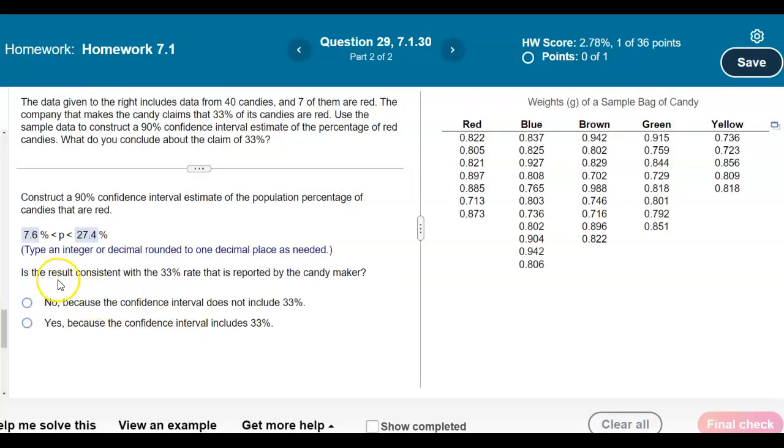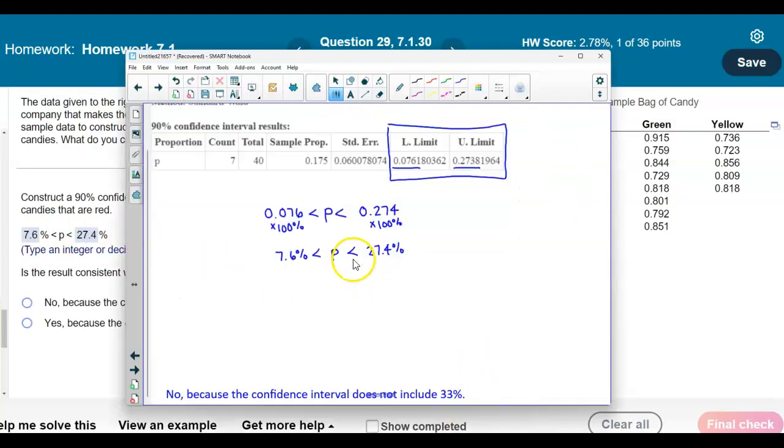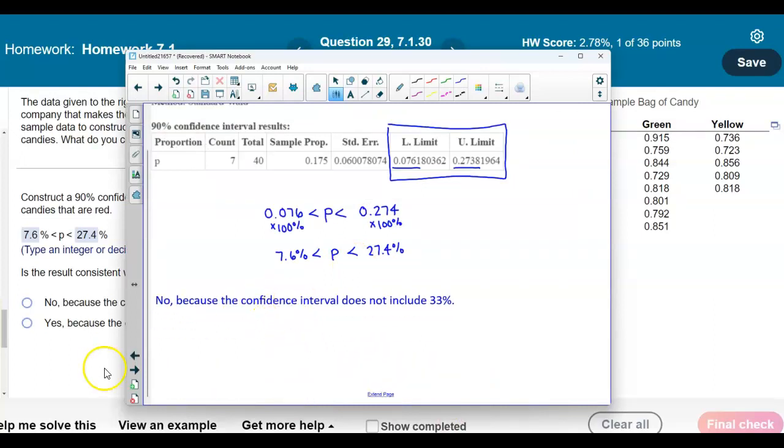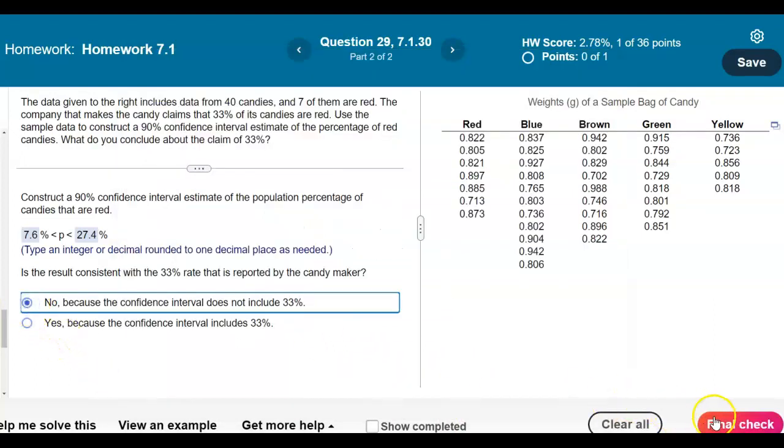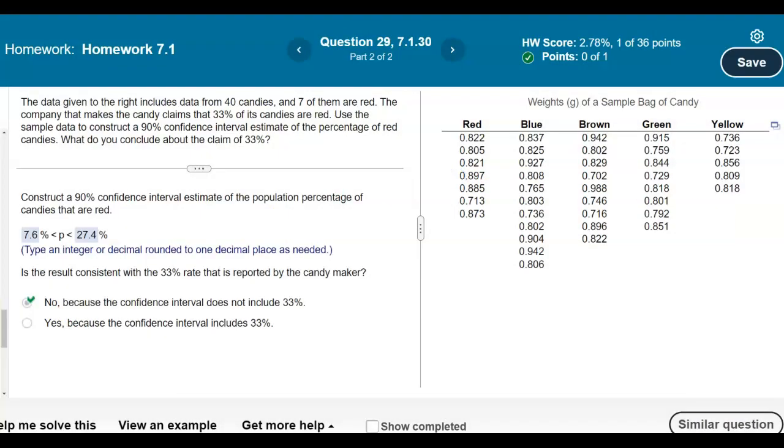Now it's asking us, is the result consistent with the 33% rate that is reported by the candy maker? It says here that the company that makes the candy claims that 33% of its candies are red. Well, is 33% in this confidence interval, meaning does it include it? You can see here it's between 7.6 and 27.4. 33% is out of that. So therefore, we would say no, because the confidence interval does not include the 33%. So we're going to select no. Let's check our answer, and there is our result.